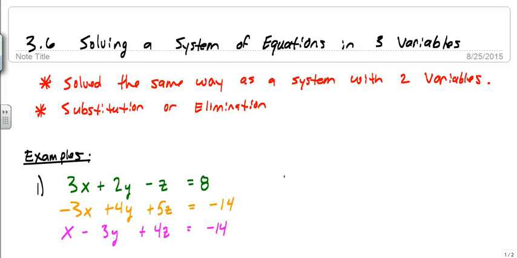Solving a system of equations in 3 variables. That's what we're looking at today. We're used to solving equations in 2 variables, and this really isn't that much different. It's just going to be a couple more steps to get us to 2 variables, and then we're going to work on what we've already done before.